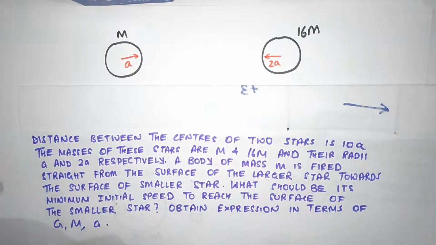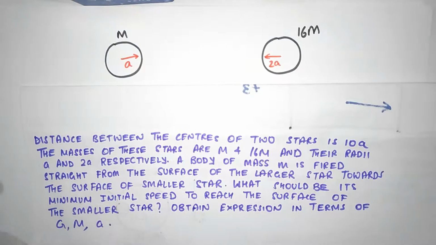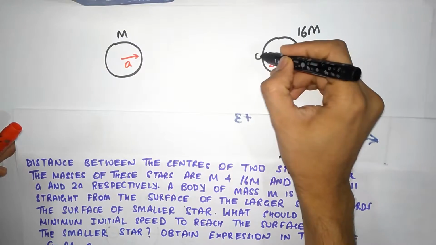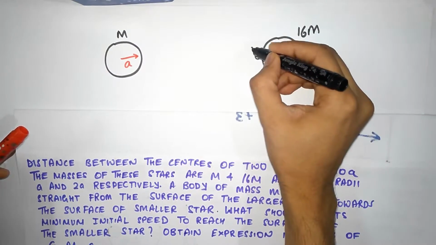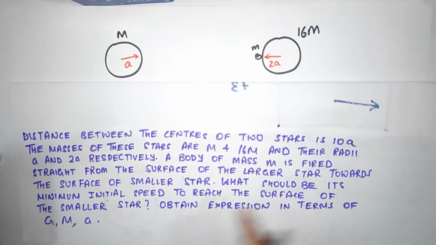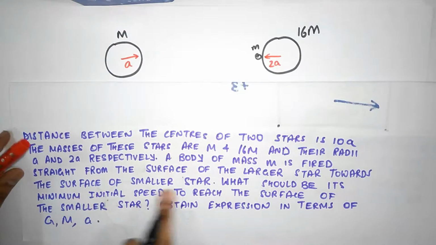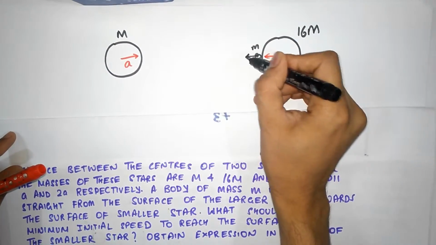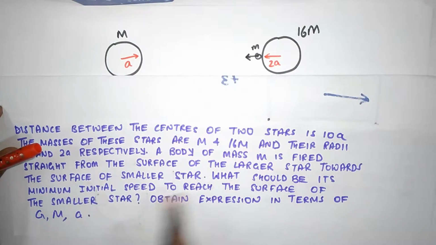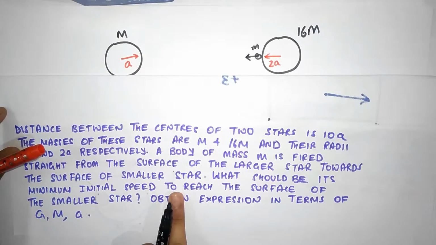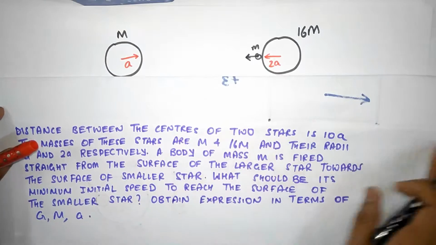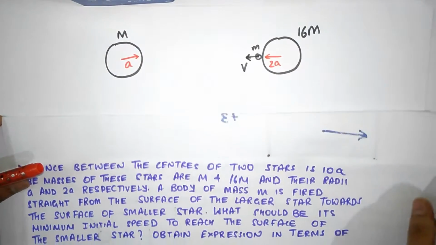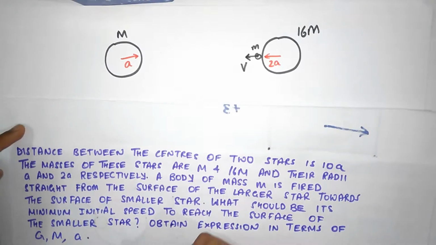Now a small body of mass m is fired straight from the surface of the larger star, toward the surface of the smaller star. So it's fired this way. What should be its minimum initial speed to reach the surface of the smaller star? It means I need to calculate the minimum value of v to reach this one.